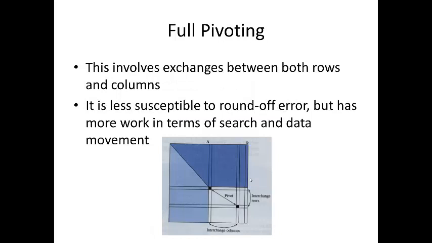Full pivoting involves the exchange of both rows and columns. It's less susceptible to round-off error, but has more work in terms of search and data movement. Scaled partial pivoting simulates full pivoting by using partial pivoting and a scale vector that contains some information about the relative sizes in each row. The selection process for choosing the most favorable pivot row is a compromise, with only a small increase in work over partial pivoting, but with some of the advantages of full pivoting in the sense that some knowledge of the rows is used.